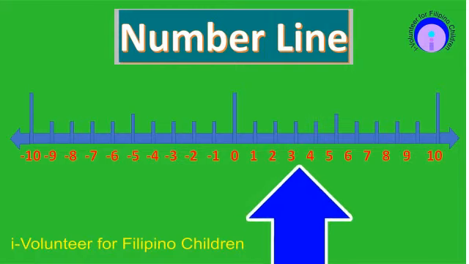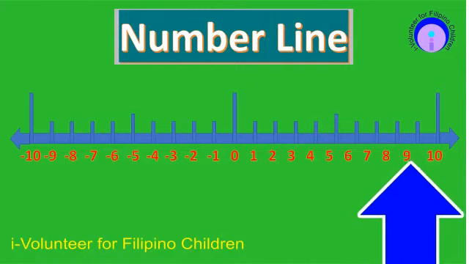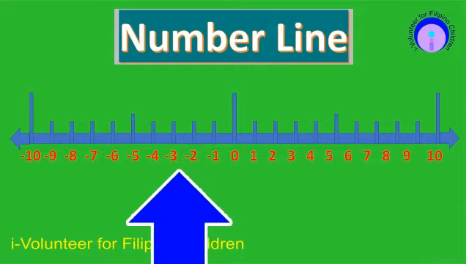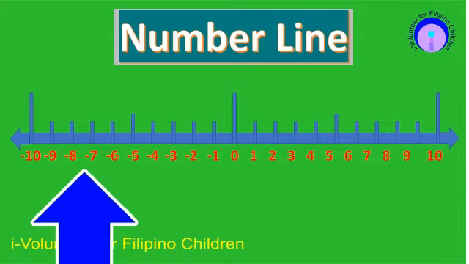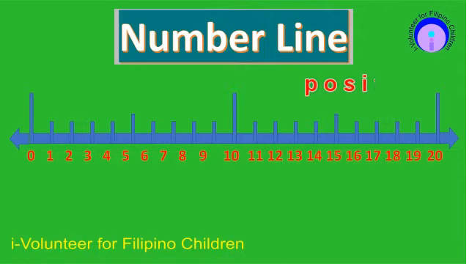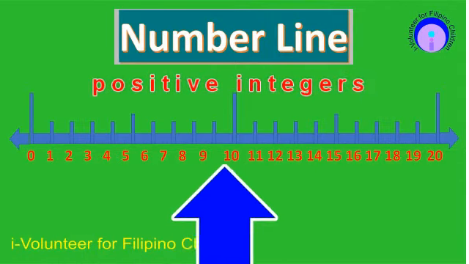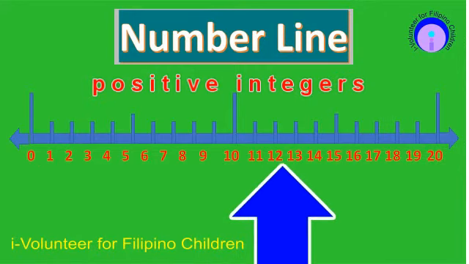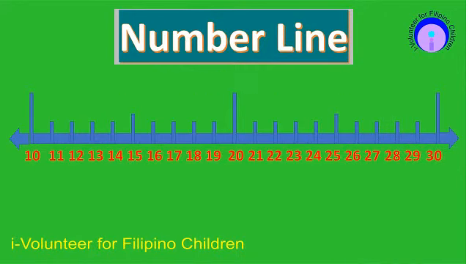Mula sa 0 at pakanan, ito ay lumalaki ang kanyang value. At pakaliwa naman, ito ay lumiliit ang value. Ang pag-uusapan lang natin ay ang mga positive integers, mula 0 hanggang 100. Tingnan natin kung totoo talagang ang nasa kaliwang bilang ay mas maliit kaysa nasa kanan.